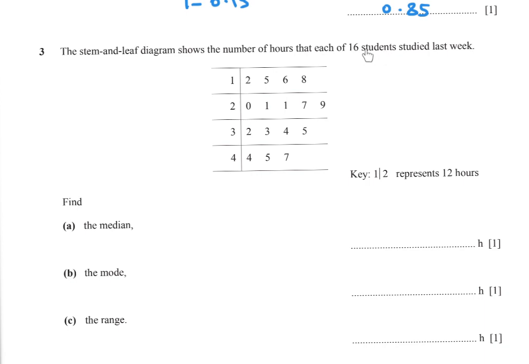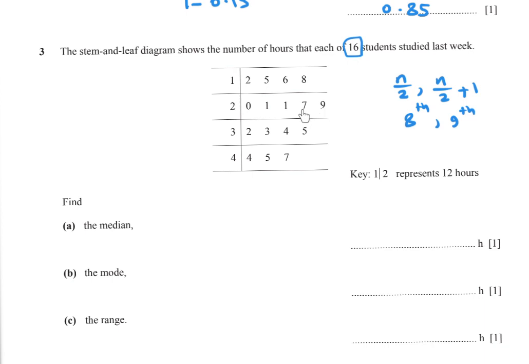Now, how to find the 2 middle values? If you have an even number, the order for the median is n over 2 and n over 2 plus 1. N is the number of students, so 16 over 2, which is 8, so the 8th value, and the next one, which is the 9th value. So we need to find the 8th and the 9th, then add them, divide by 2 to find the median. Starting from the first one, 1, 2, 3, 4, 5, 6, 7, 8, so this is the 8th, and this is the 9th.